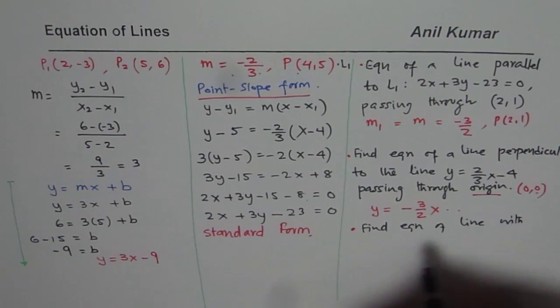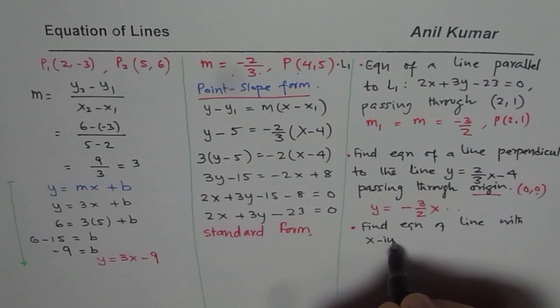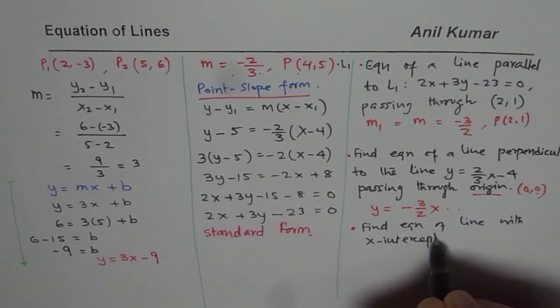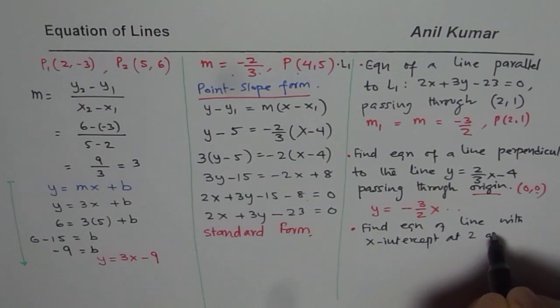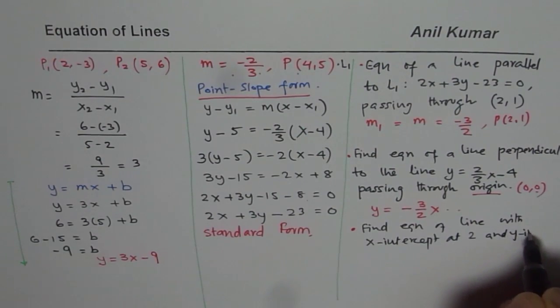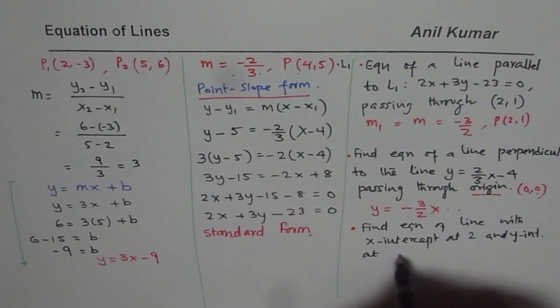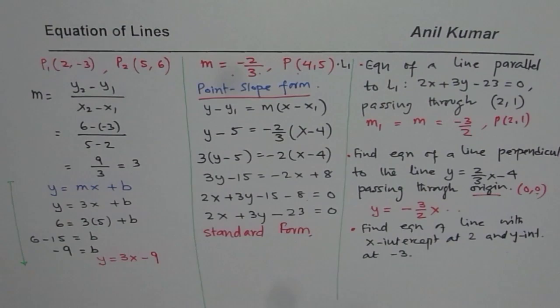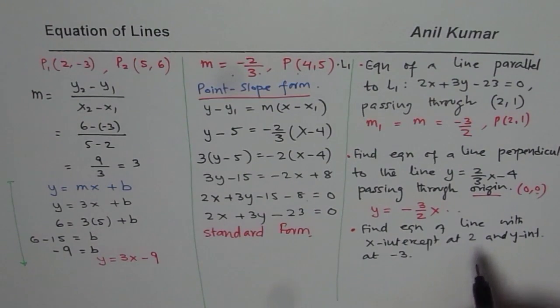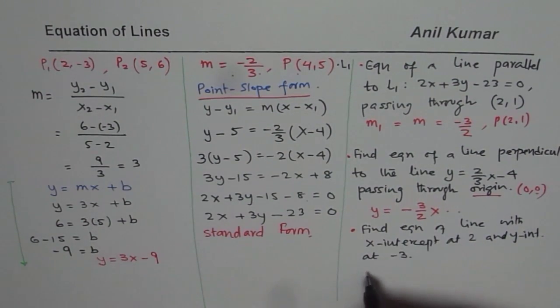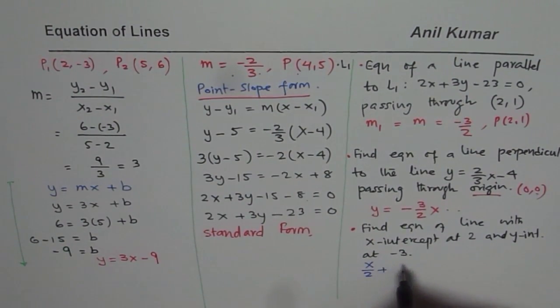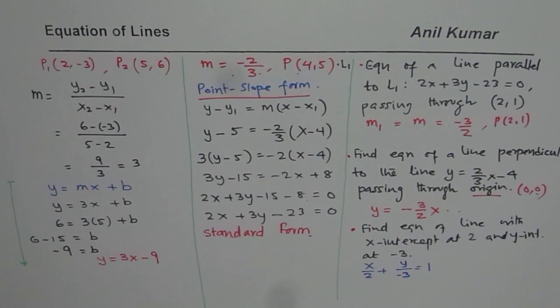with x-intercept at 2 and y-intercept at minus 3. Now how will you write this equation? In this case you could do a couple of things. You can use the intercept form of the line. X-intercept is 2, that means x over 2, plus y-intercept of minus 3 means y over minus 3, equals 1. That could be the equation of the line.